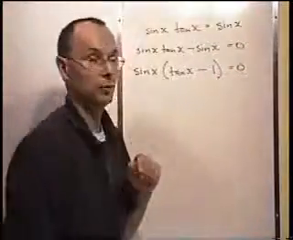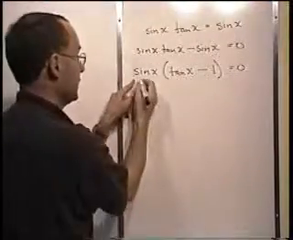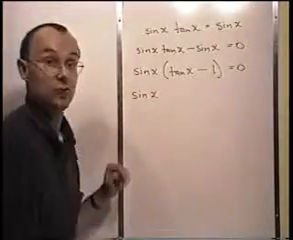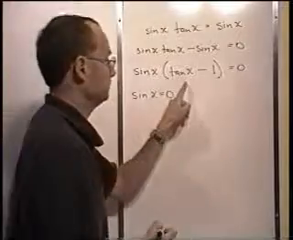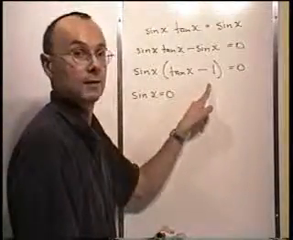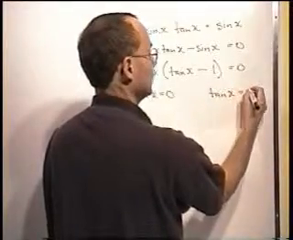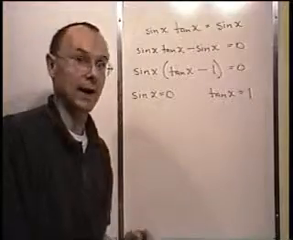Well, how about that? So now I could use my 0 property and say, well, I need sine x to equal 0. That might get me some solutions. And I need tan x minus 1 to equal 0. In other words, I need tan x to equal 1. So these are my 2 smaller equations that I can now analyze.